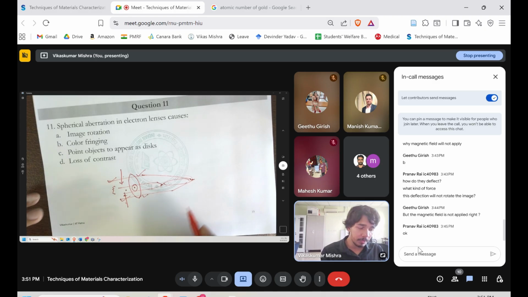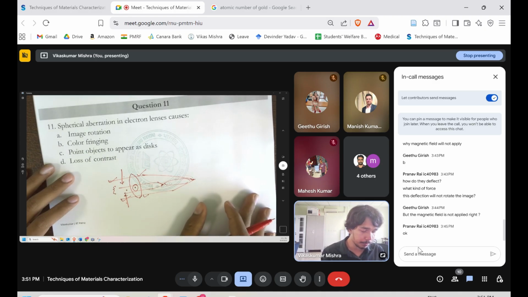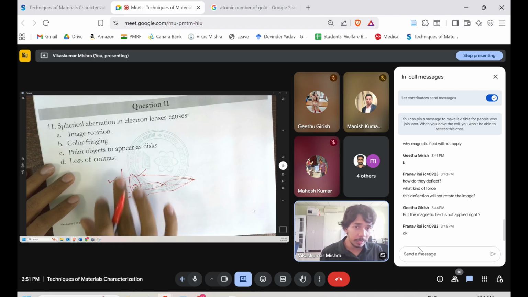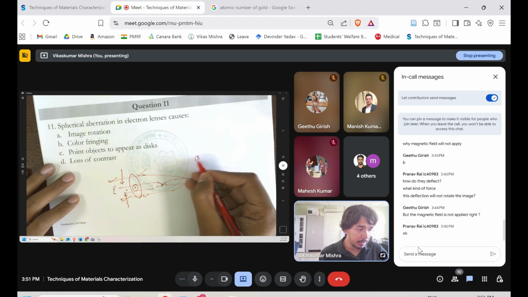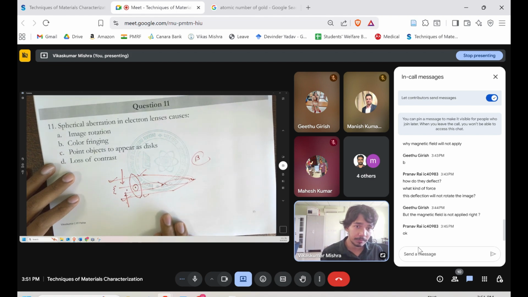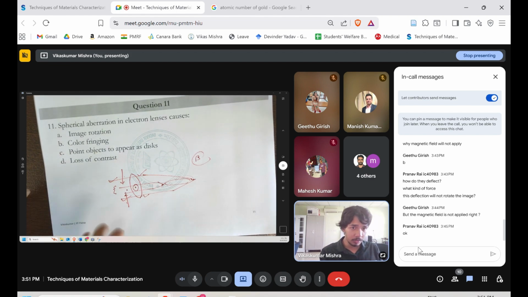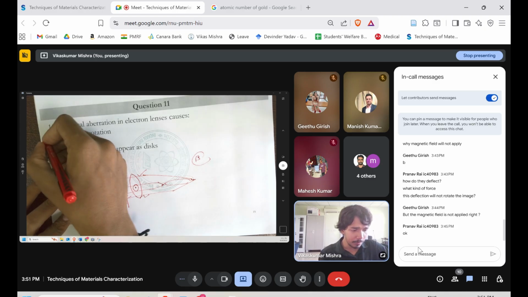One more thing is that since you are cutting out the electrons, you are decreasing the beam intensity, the brightness. So the number of electrons striking the specimen is decreased. That also plays a role. So there is always a compromise here. Something you will win, something you will lose.